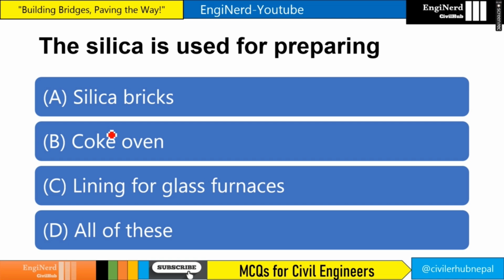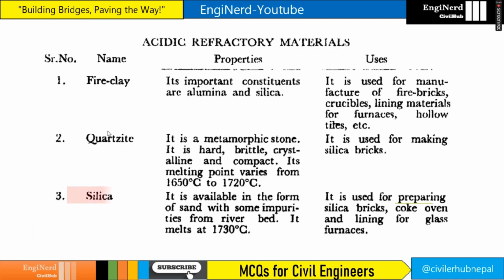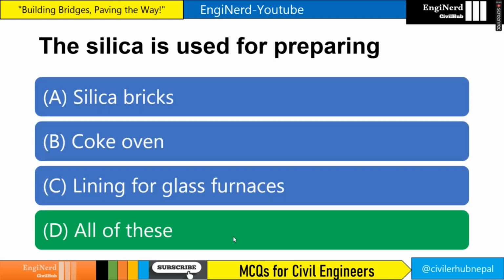The silica is for preparing silica bricks, coke oven, lining of glass furnace, all of these. If you see here, silica is used for preparing silica bricks, coke oven, and lining for glass furnaces. Also, one of the important things to remember is that silica melts at 1730 degrees Celsius. This will be directly asked in the MCQs. So the answer is all of the above.